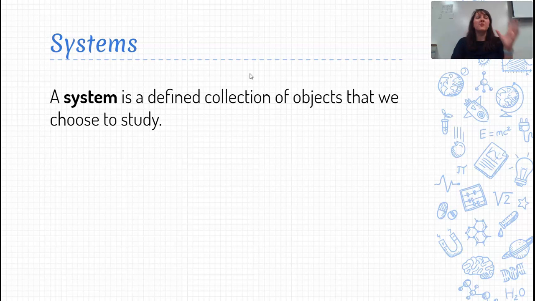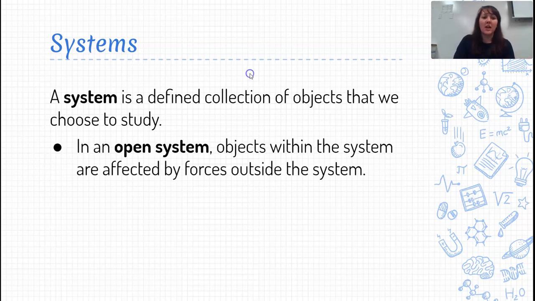Now, once we've defined our system, we've identified which objects we care about that we're really focusing on, there are two major types of systems that we might have on our hands, okay? An open system is a system of objects where those objects are affected by outside sources, okay? So anytime there's something else coming in from outside the system and hitting it, exerting some sort of force on it, pulling on it, now we've got an open system.